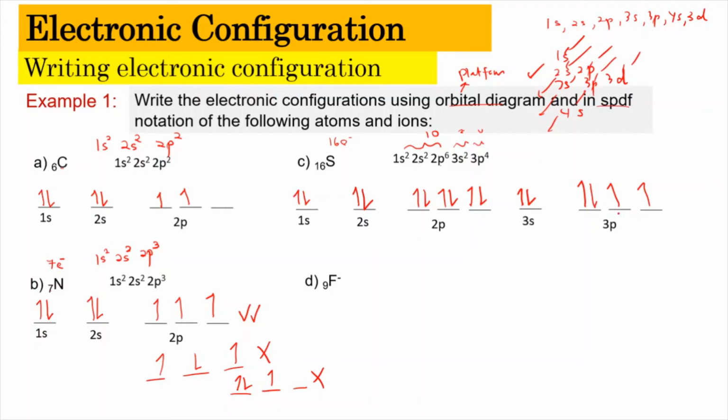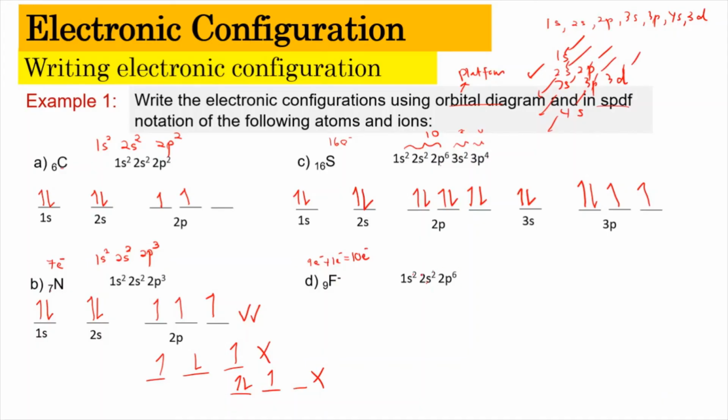Alright, nice one. Now fluorine minus. So for the fluorine, you know that it has 9 proton number, and hence it's going to have 9 electrons. But now, because it has a negative charge, it means that it will receive another electron. So the total number of electrons is going to be 10. So the SPDF notation here is going to be 1s2, 2s2, 2p6.